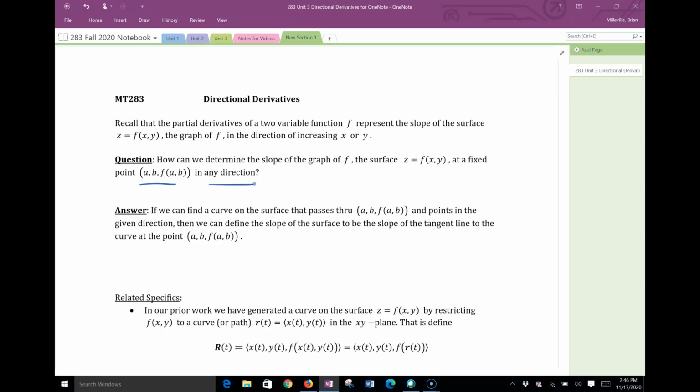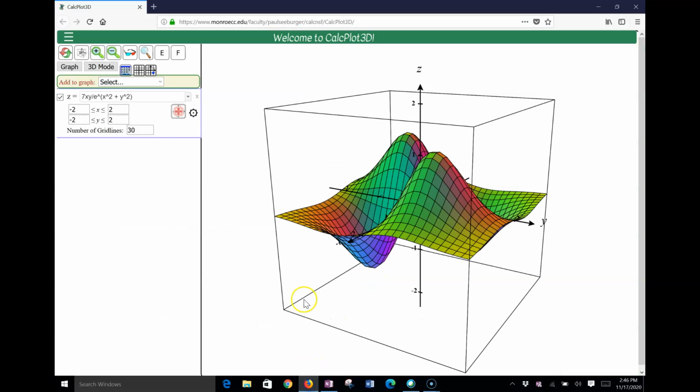Now let's look at this geometrically before we get into the details, which are quite vast, but let's go over and take a look at Paul Seeberger's applet. So this is from my colleague Paul Seeberger at Monroe Community College. If you Google this CalcPlot 3D Java applet, it should come right up. Now what we're going to do is just leave the initial stock function that he has in here.